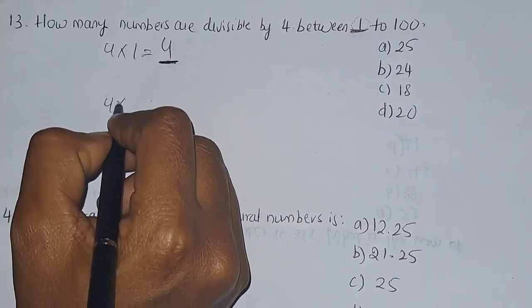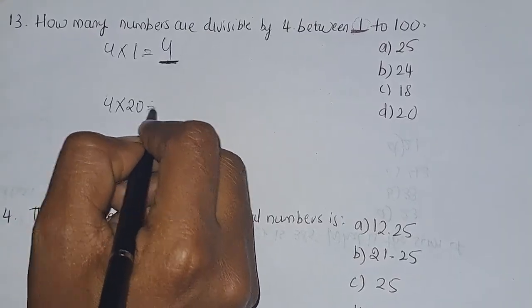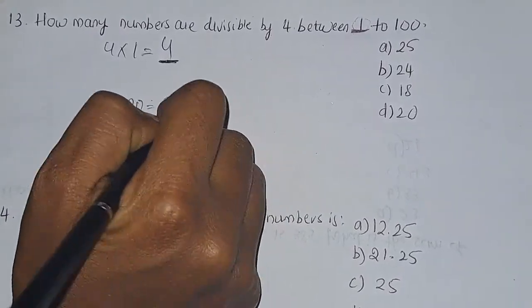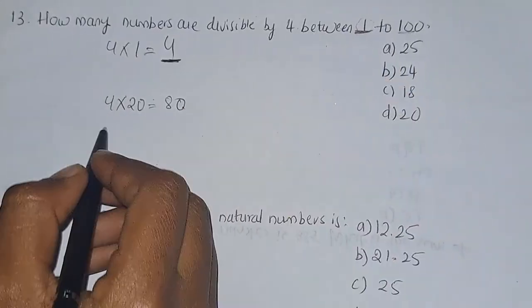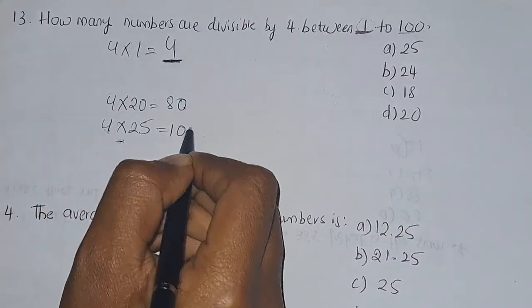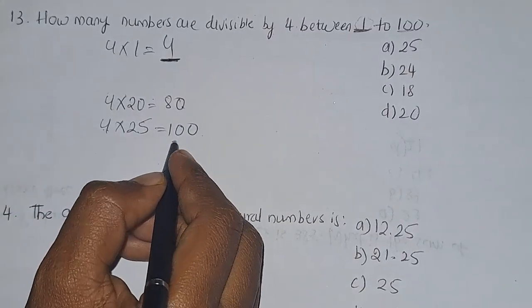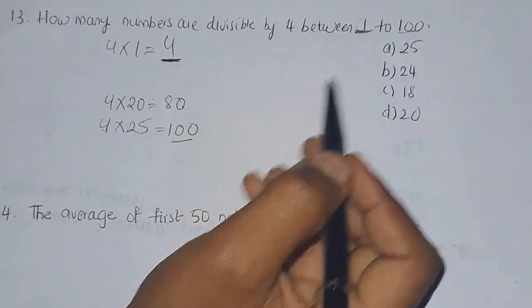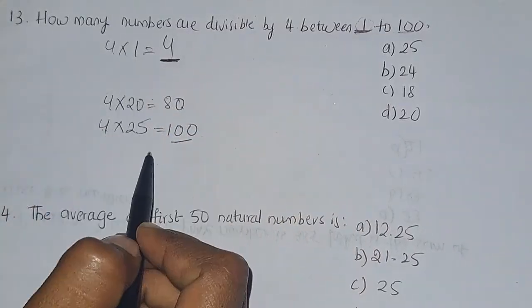Now if you take 4 twenties, you get 80. So it is up to 100. And if you take 4 twenty-fives, it is 100. Now, between 1 and 100, how many numbers are divisible by 4?